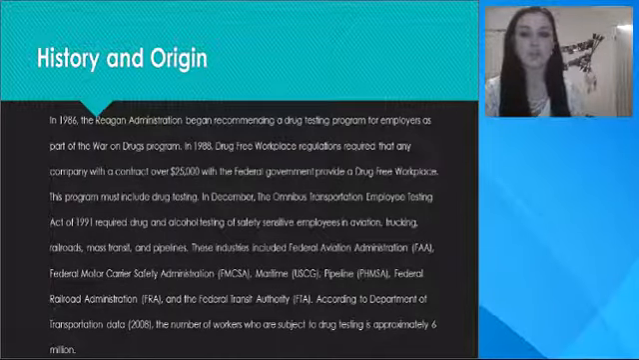In December, the Omnibus Transportation Employee Testing Act of 1991 required drug and alcohol testing of safety-sensitive employees in aviation, trucking, railroads, mass transit, and pipelines. These industries included the Federal Aviation Administration, Federal Motor Carrier Safety Administration, Maritime, Pipeline, Federal Railroad Administration, and the Federal Transit Authority.